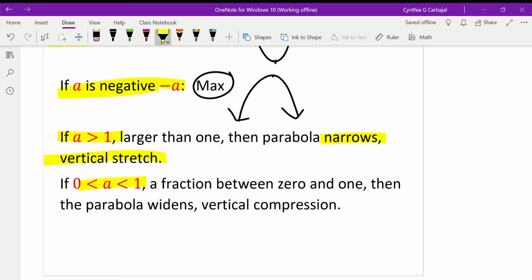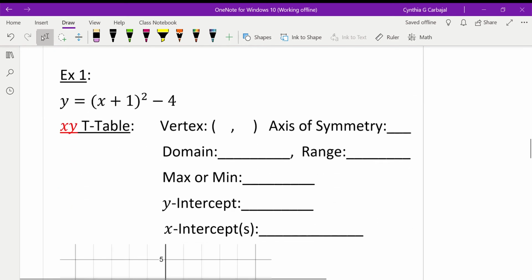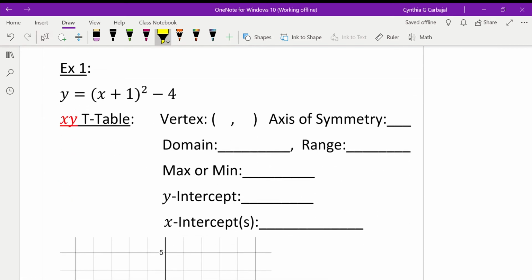If it is a fraction between 0 and 1, then it widens the parabola, also called a vertical compression. Alright, so here's our first example. We're going to get our information from in here. This is our H. This is our K. Okay, so what does it tell us?